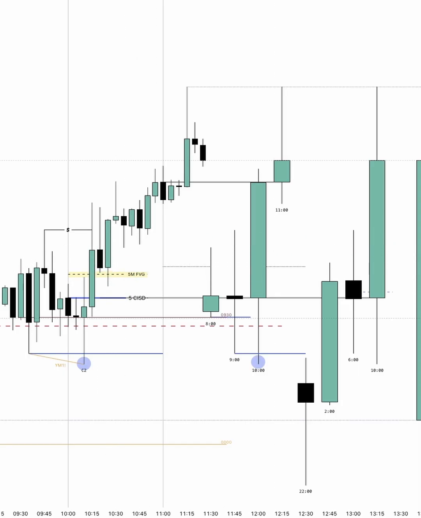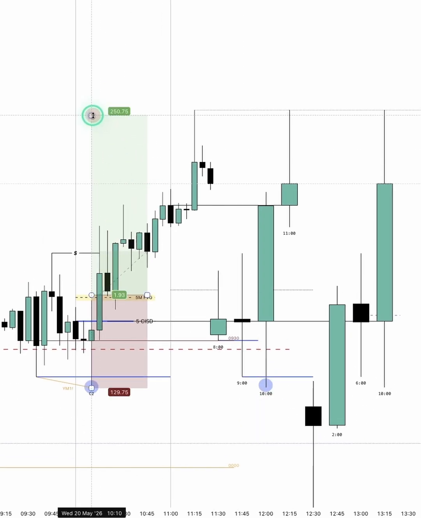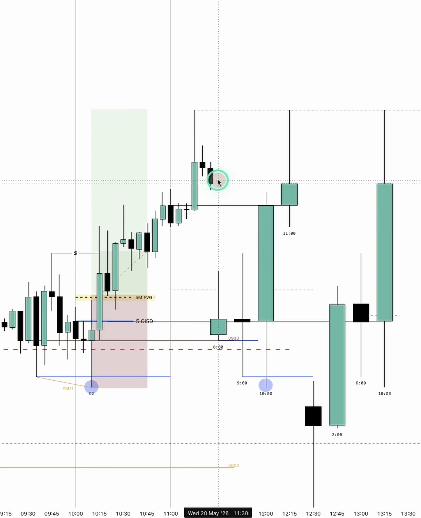And normally what I do is I shoot for 2R. I leave runners sometimes, but mainly I take 80 to 90% of my position at 2R. So if you put your stop loss below the swing low, which is the wick of the 10 o'clock candle, you can shoot for 2R, and there's your 2R here. I enter at 10:25 and I exit at this candle at 11:15, giving me 2R.